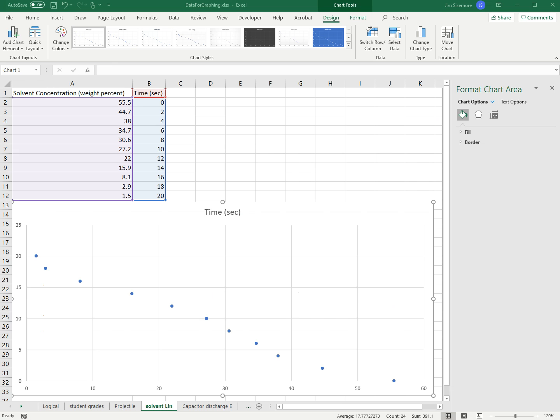Let's go back to some of the same data that we used for graphing. And let's take a look at that. Now we have some variation. It doesn't follow an exact straight line. This is the solvent concentration versus time, by the way.